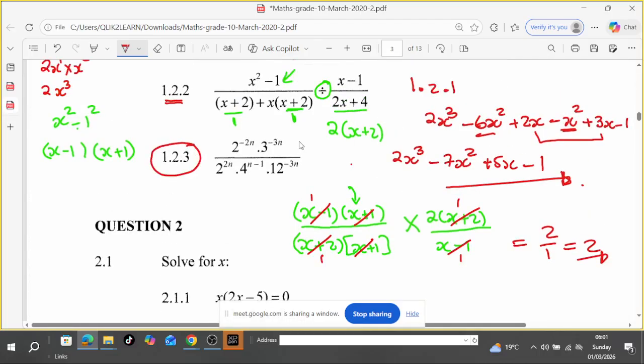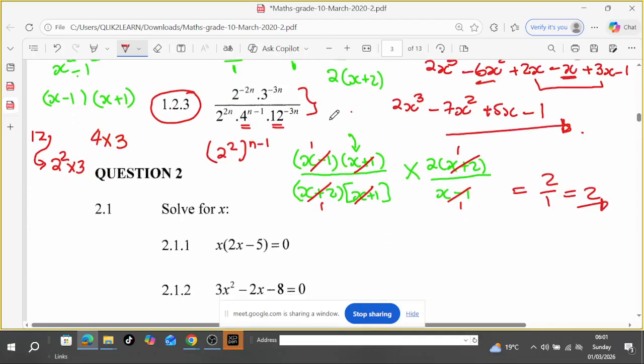Now remember what you need to do. Change the 4 into 2 to the power 2. Everything is multiplied by n minus 1. The 12, we can write it as what? The 12 is like 4 multiplied by 3. But the 4 you can write as 2 to the power 2 times 3. So we're going to write the 12 in that form. Then when you are done, apply the laws of exponents, work on it step by step, okay? So I'm just going to leave the 1.2 as practice.